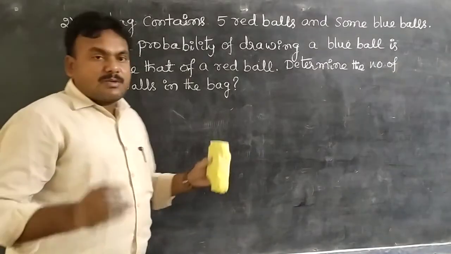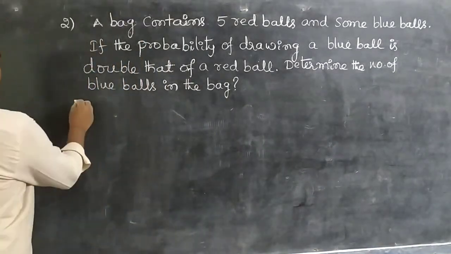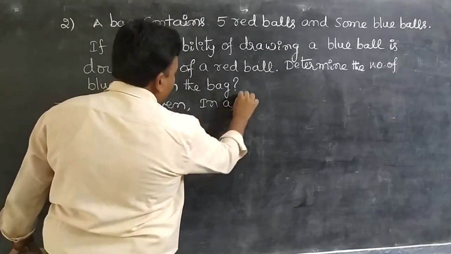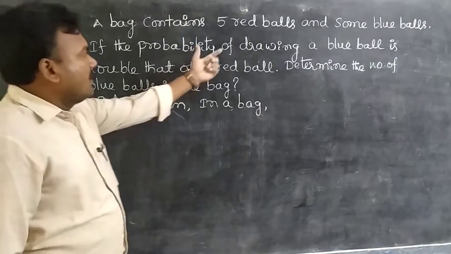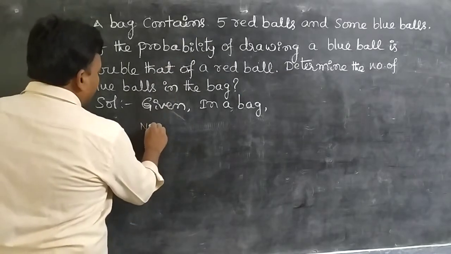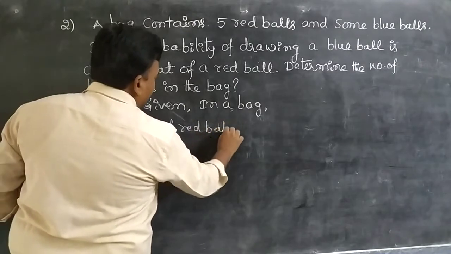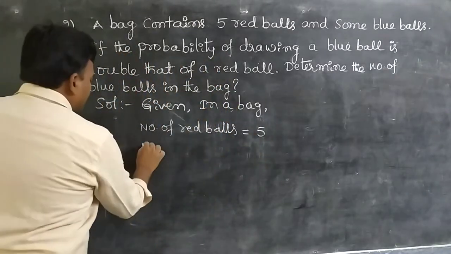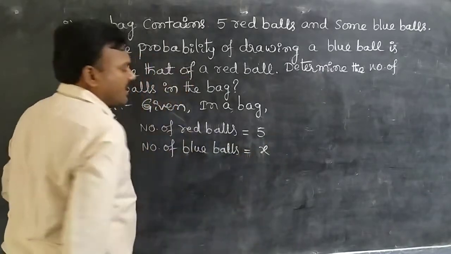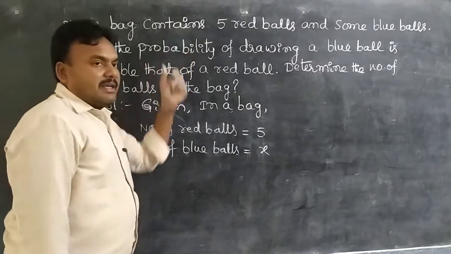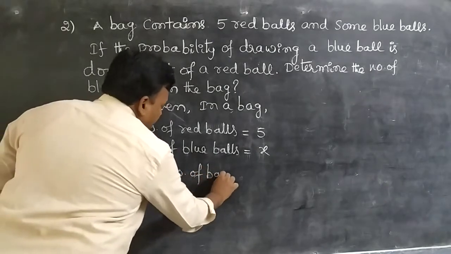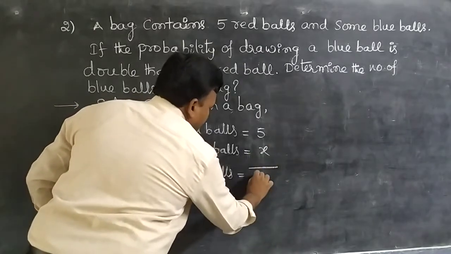Right, this is the last problem of this chapter, friends, so observe carefully. First analyze the problem, what is given. A bag contains 5 red balls and some blue balls. Number of red balls equals 5, students. Number of blue balls, we don't know this value, let me consider x. Therefore, total number of balls equals 5 plus x.